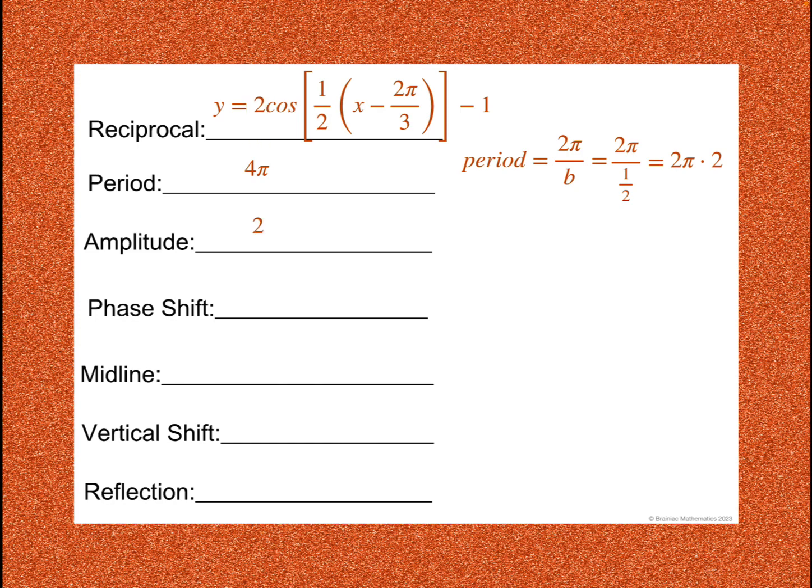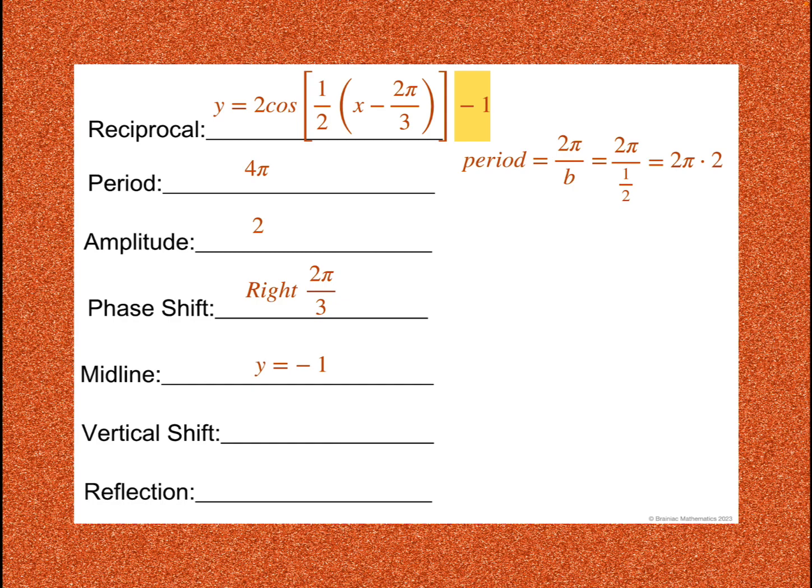Our phase shift is found by our c value. In this case, it's minus 2 pi over 3. Since it is negative, that tells us that our phase shift will go to the right, 2 pi over 3. Our midline is the equation y equals d. So d in this example is -1, so our midline is y equals -1.